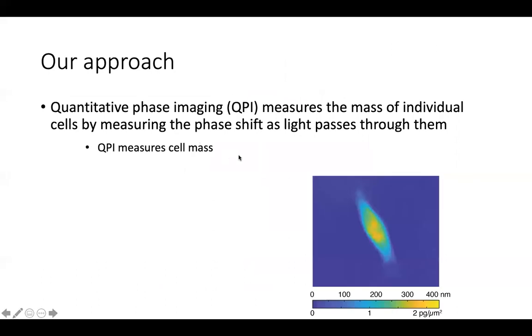So quantitative phase imaging measures cell mass, and the way it does this is by measuring the phase shift as light passes through the cell, and so we can get a distribution of phase shifts through the cell. However, because the phase shift of light as it passes through a cell is linearly related to the mass of the cell, we can also compute a mass distribution in this cell. And then when we want to determine the mass of the whole cell, all we have to do is integrate over the cell.